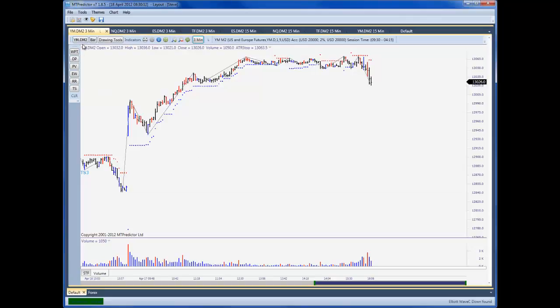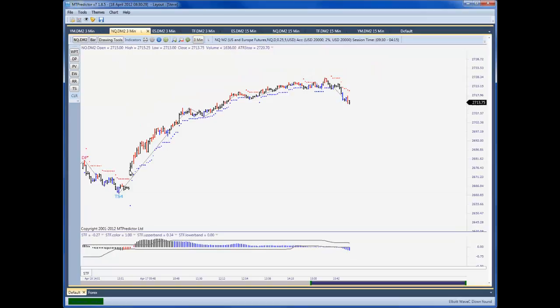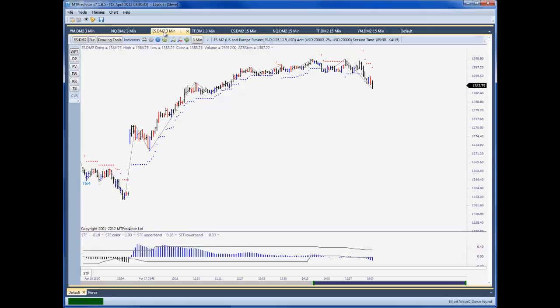Here you can see a chart in the new MTPredictor version 7, the beta tester version that I'm doing at the moment. On the YM there were basically no setups at all. The STF was blue, so the trend was up. There was virtually nothing at all, so a very quiet day. On the NQ again, the market just went up and no setups at all, so really quiet. On the ES exactly the same, market just went up, very quiet.